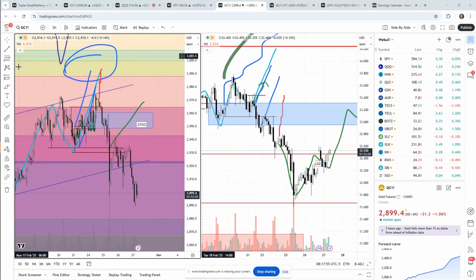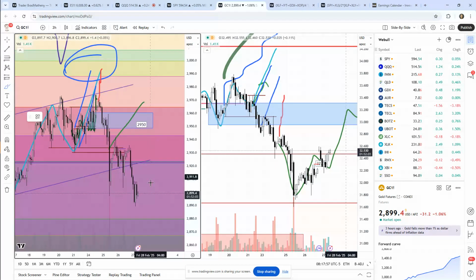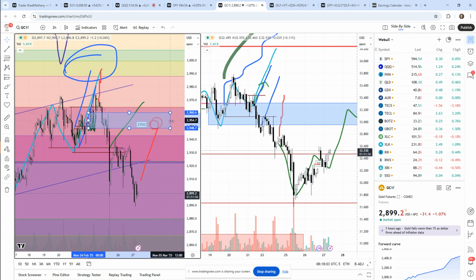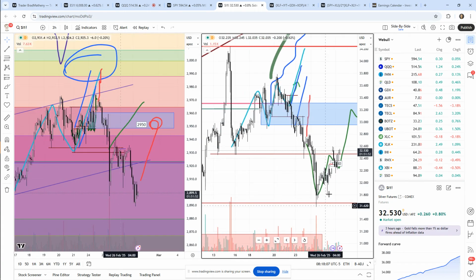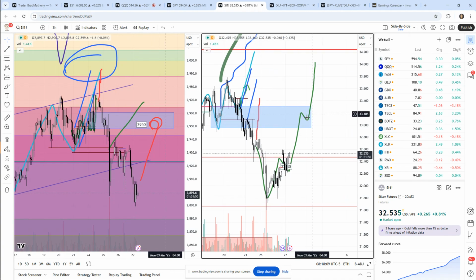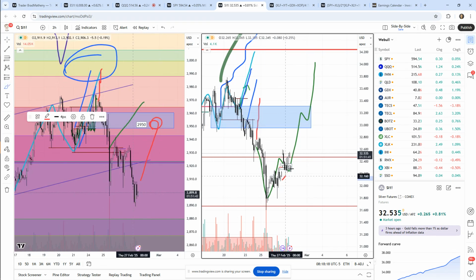I'd like to see gold make a move back up to this 2950, 2980 area. That's really the number I'm looking for. And for silver to make the move up here to this 3320, 3340 area. As of right now, it's not happening. Silver is moving higher though than gold. So gold has broken down, silver's holding up.